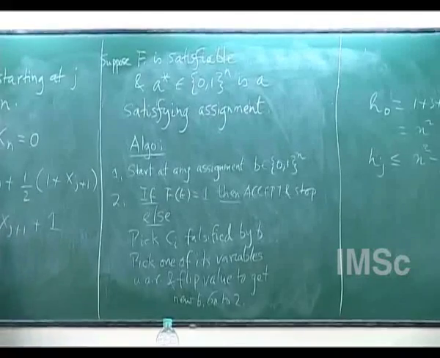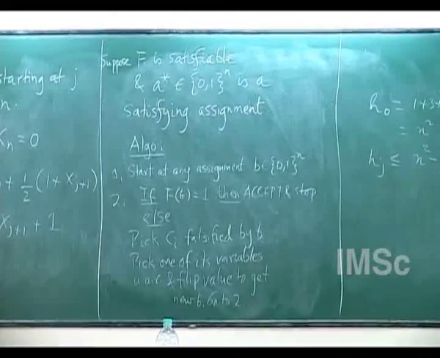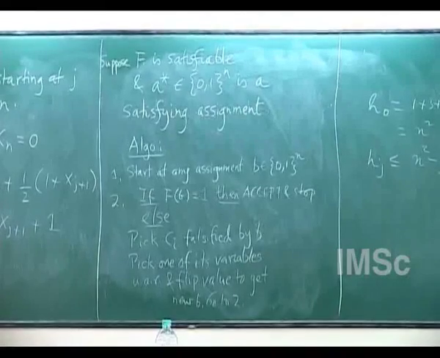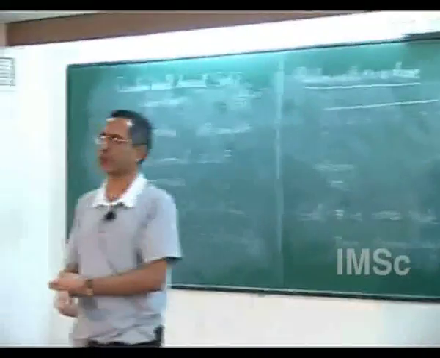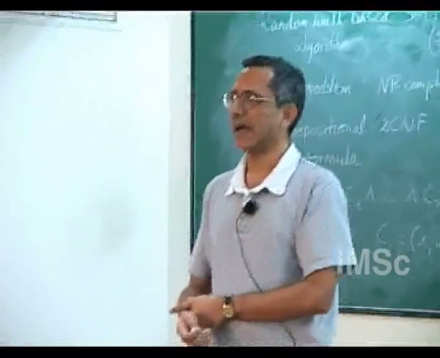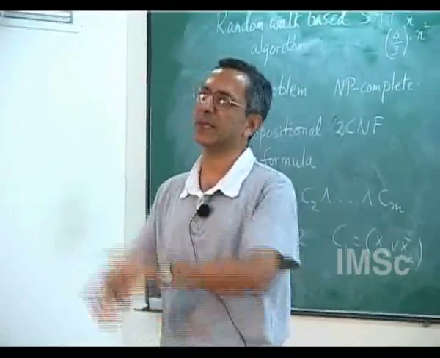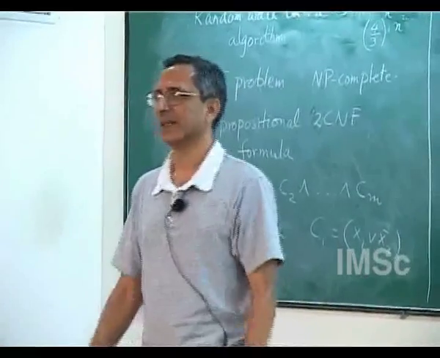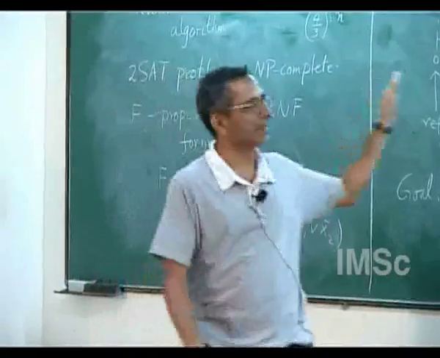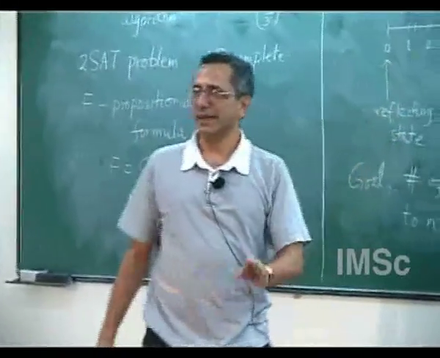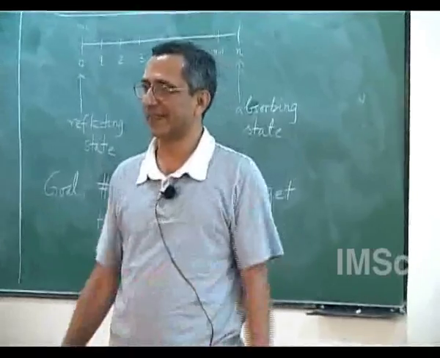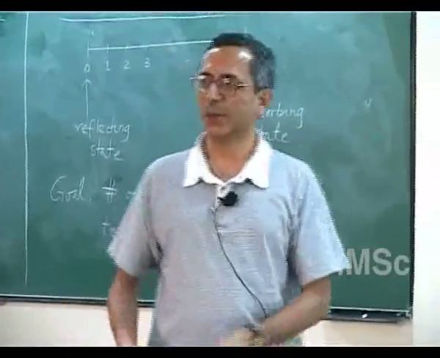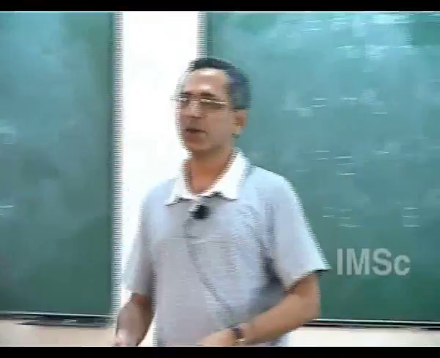I'll analyze the algorithm and argue that with high probability, in quadratic time, it's going to find a satisfying assignment. So what we'll have to do is repeat it for some constant times n square number of times, and if you don't find a satisfying assignment, declare it's unsatisfiable. Since this closely mirrors the random walk on the line, if it were satisfiable, there is really an A star sitting there, then you will get to it with high probability in some constant times n square steps.